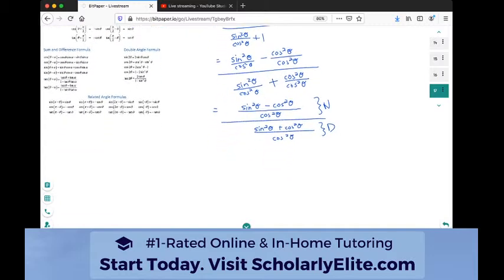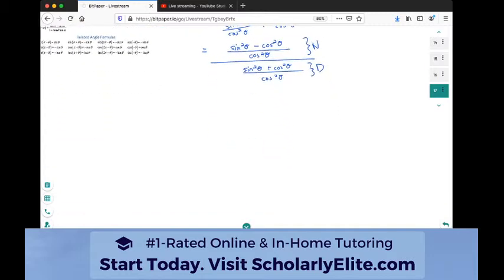So up next, we're going to get to a point where we probably should start dividing stuff. So I'm just going to move this up so we have some space. And what we're going to do here is actually just write this out like this. So I'm going to write the numerator first, sine squared of theta minus cos squared of theta over cos squared theta divided by sine squared theta plus cos squared theta over cos squared theta.